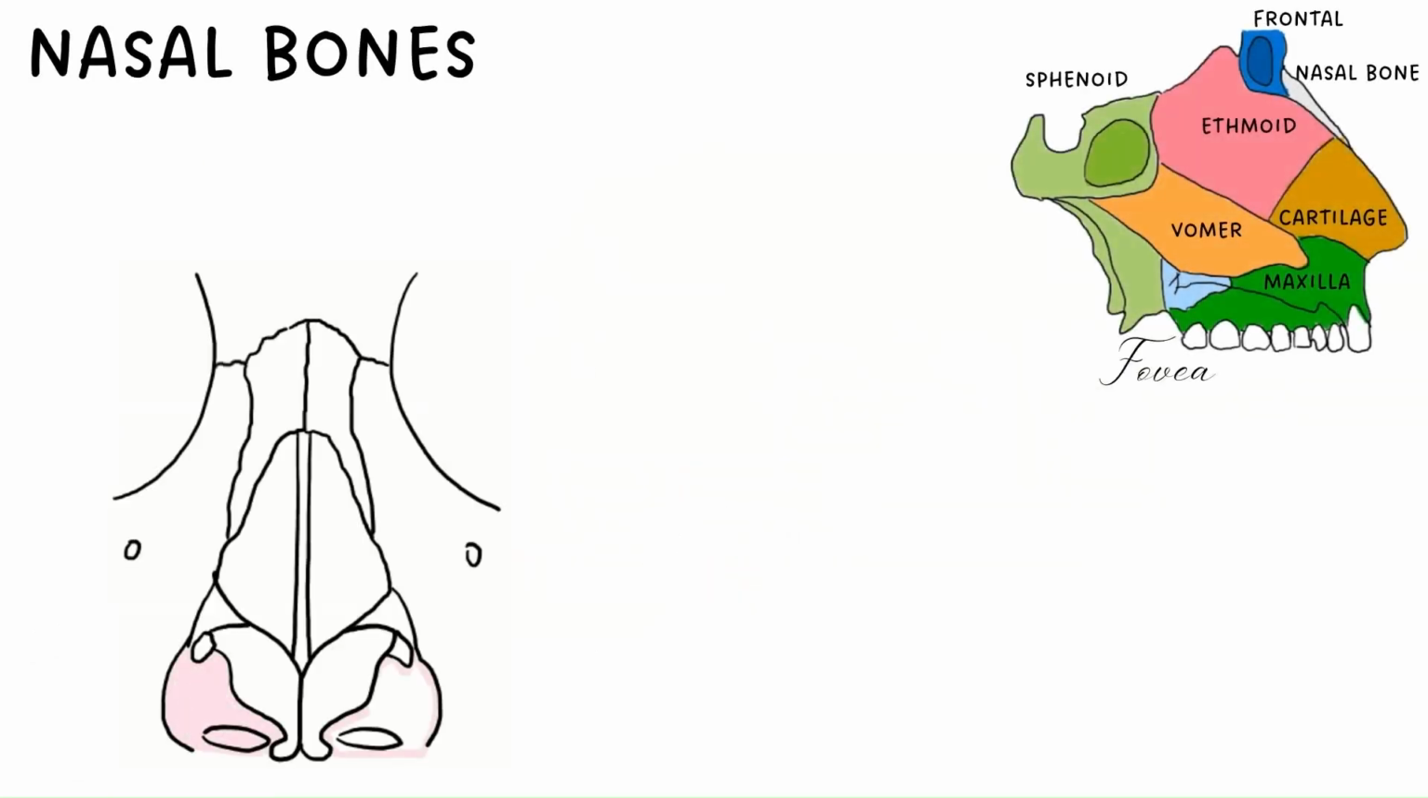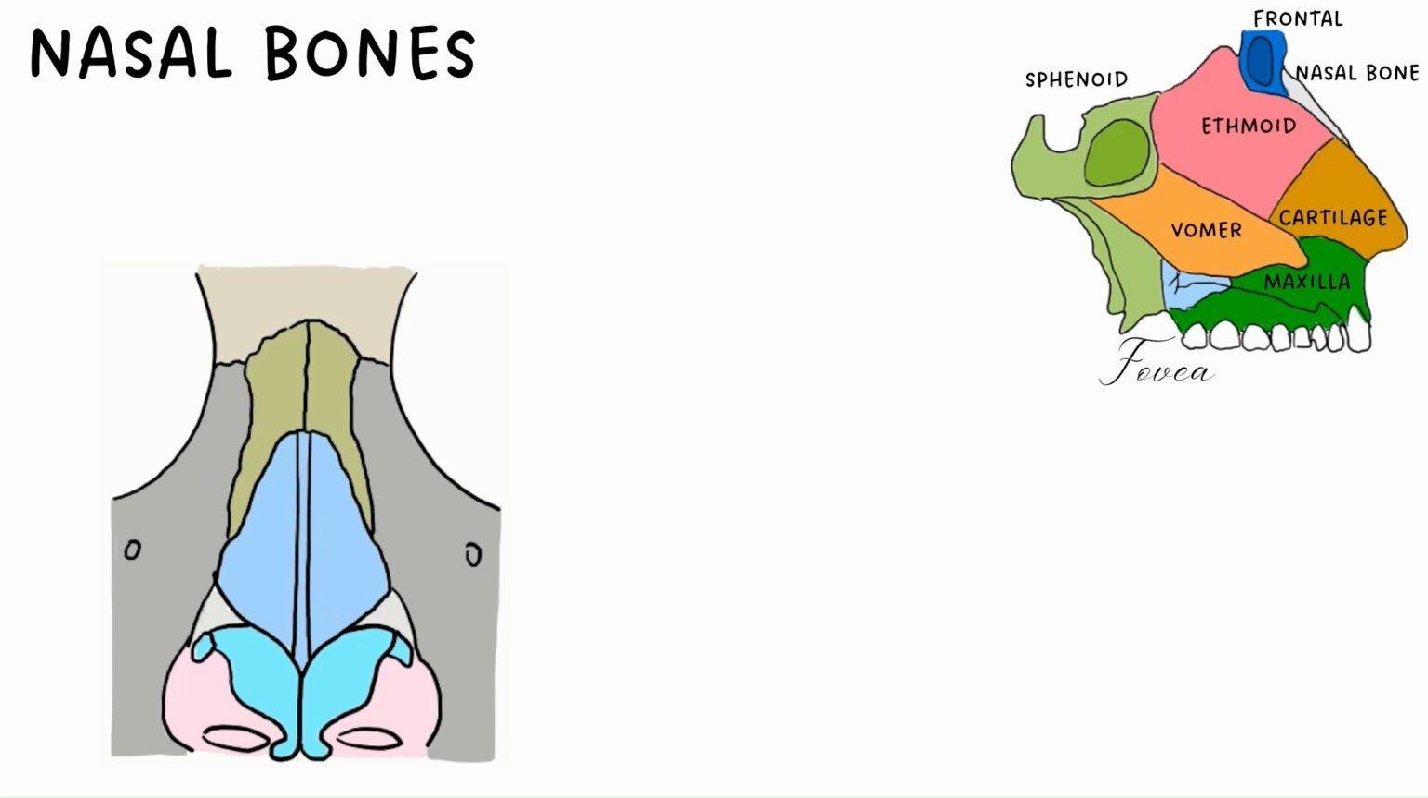The nasal bones are a pair of small, quadrilateral bones that make up the viscerocranium. Their superior borders and main bodies form the bridge of the nose, while the inferior borders connect with the nasal cartilage to form the superior margin of the nasal cavity.